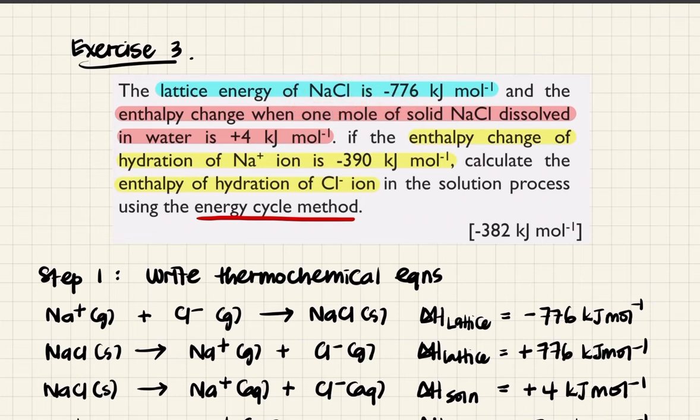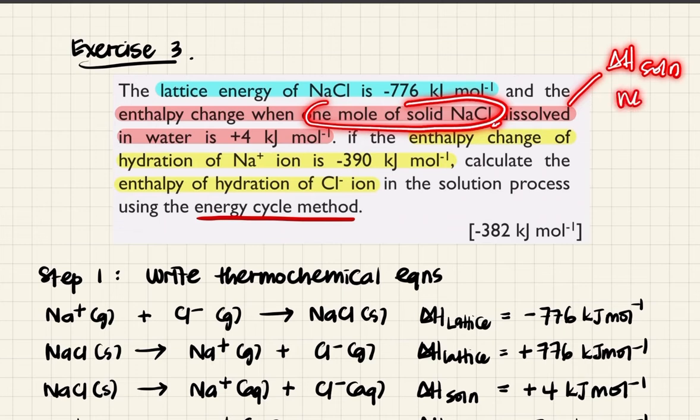And the enthalpy change when 1 mole of solid NaCl is dissolved in water is plus 4 kilojoule per mole. So when 1 mole of solid NaCl is dissolved in water, is it delta H hydration? Because it says dissolve in water? No, it's not, because it says 1 mole of solid NaCl, your ionic solid. So this is actually delta H solution. Hydration means from your gaseous ions to aqueous ions, but this one is your NaCl solid, your ionic solid, dissolved in water. So this is delta H solution.